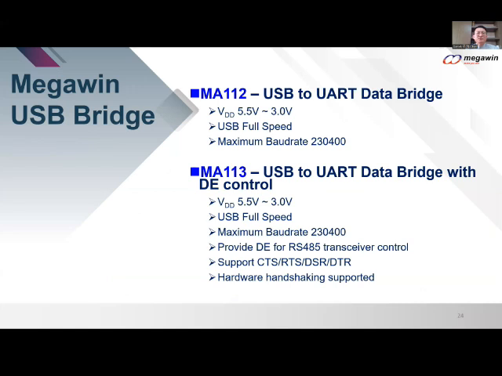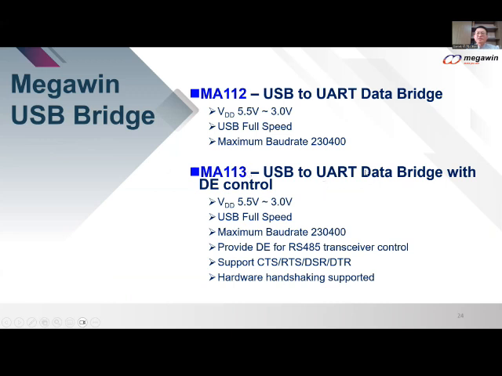And Megawin also has USB bridge products. The first one is the MA112. This is a USB to UART data bridge. It supports VDD from 5.5 volt to 3.0 volt, and USB full speed, which is 12 megahertz. And the maximum UART baud rate is 230400 bps.